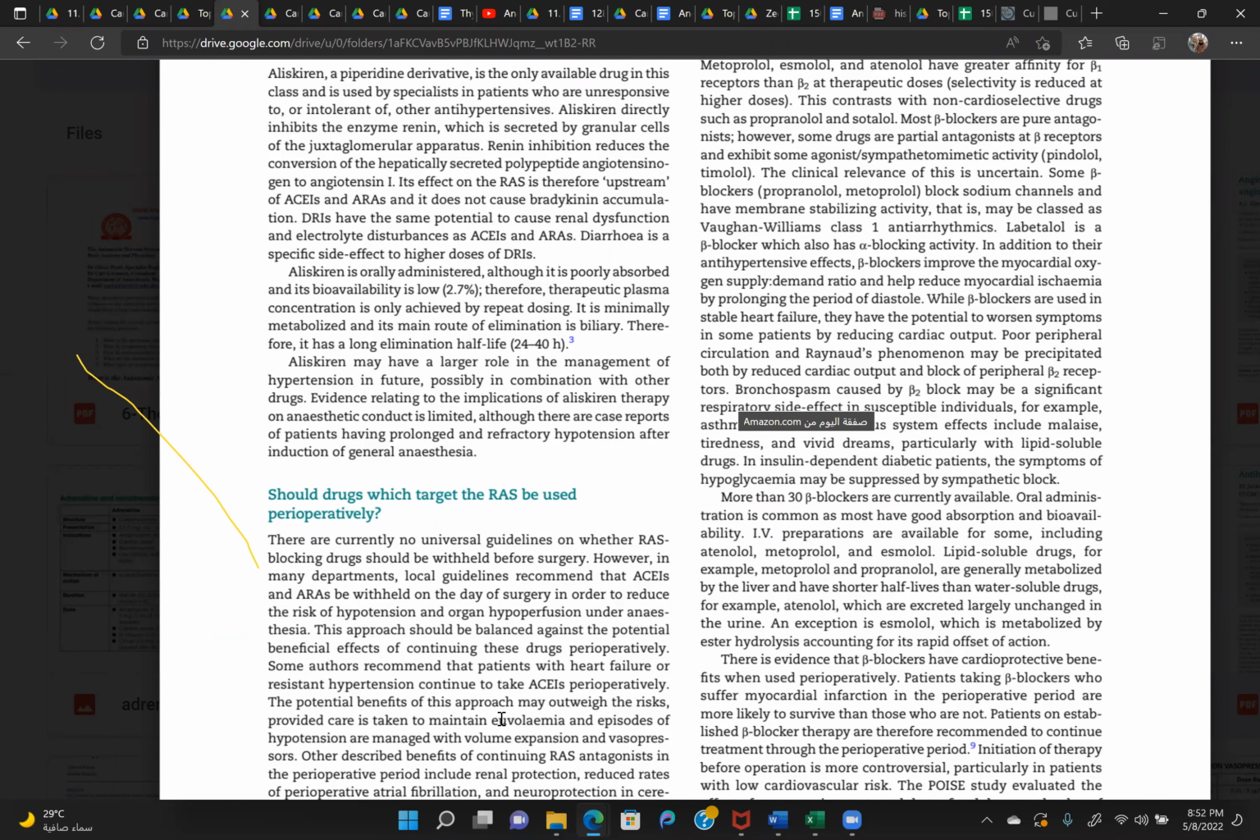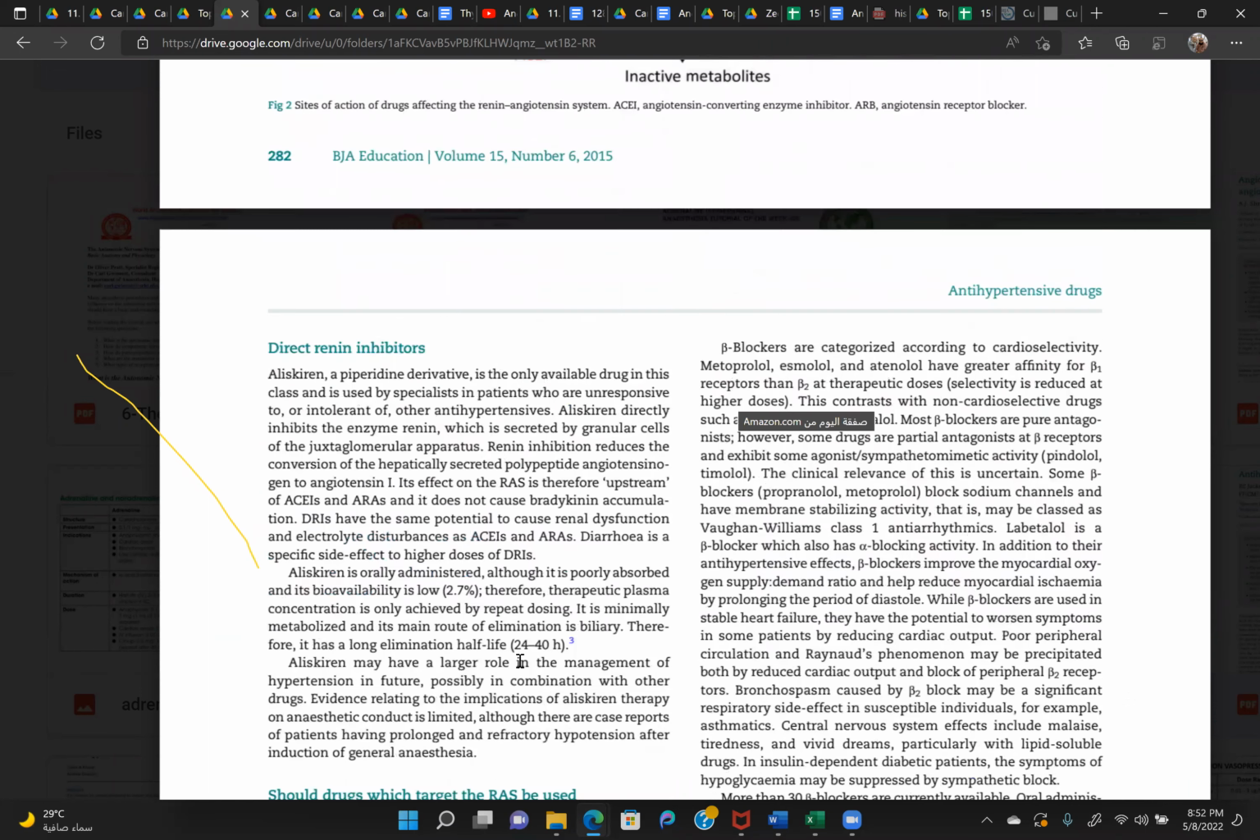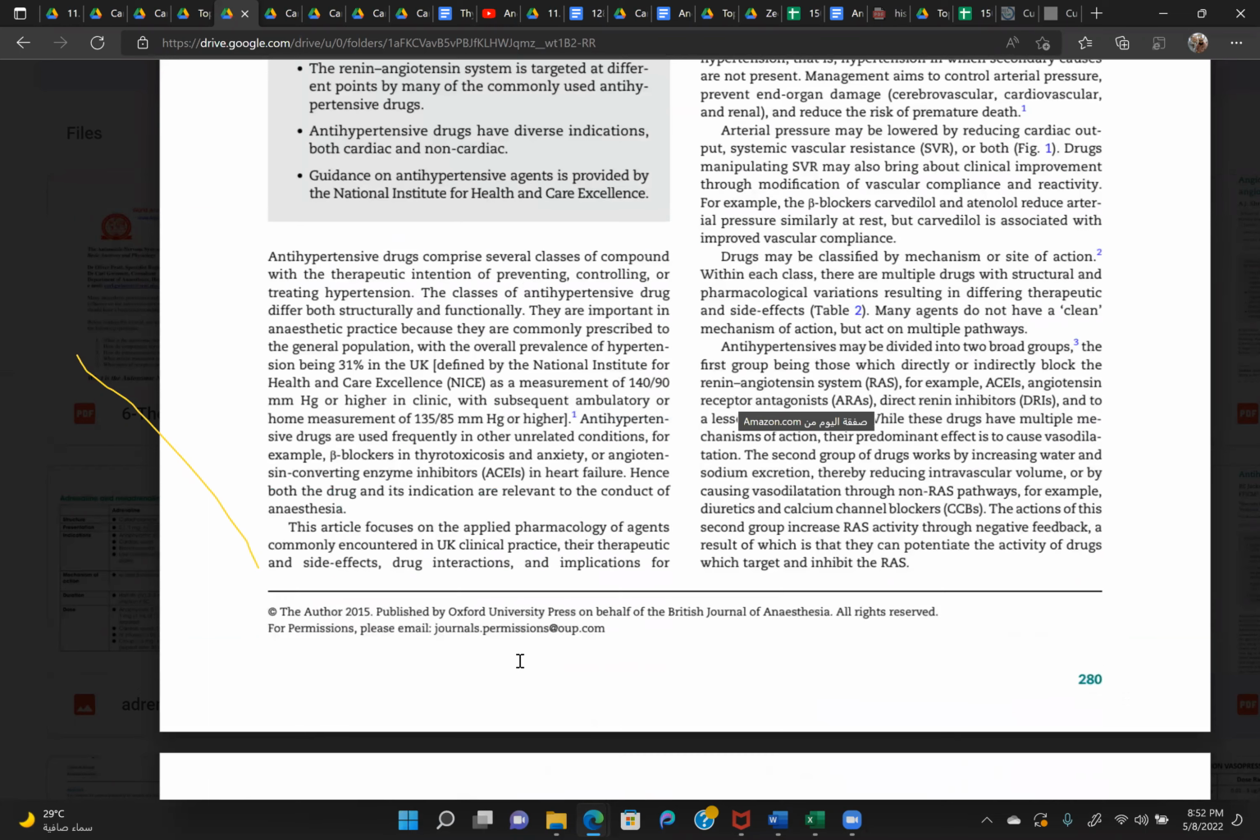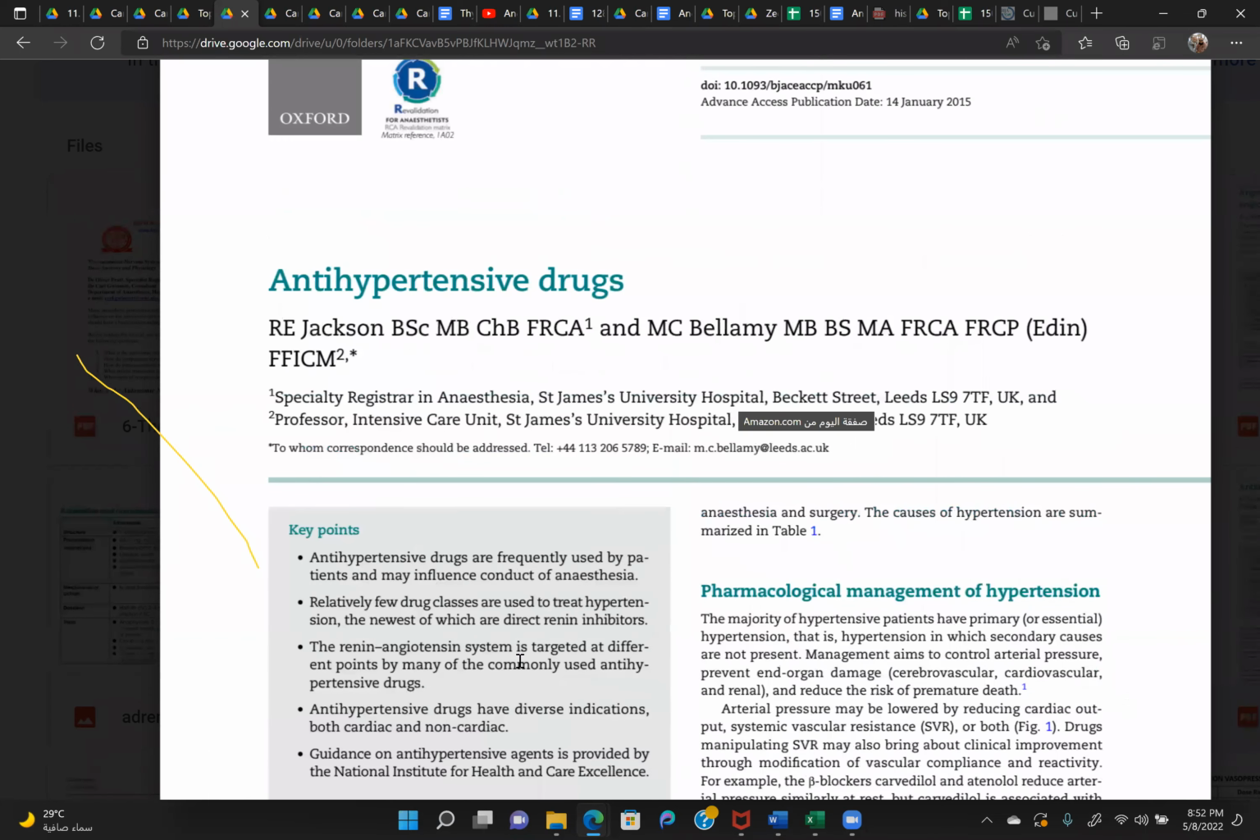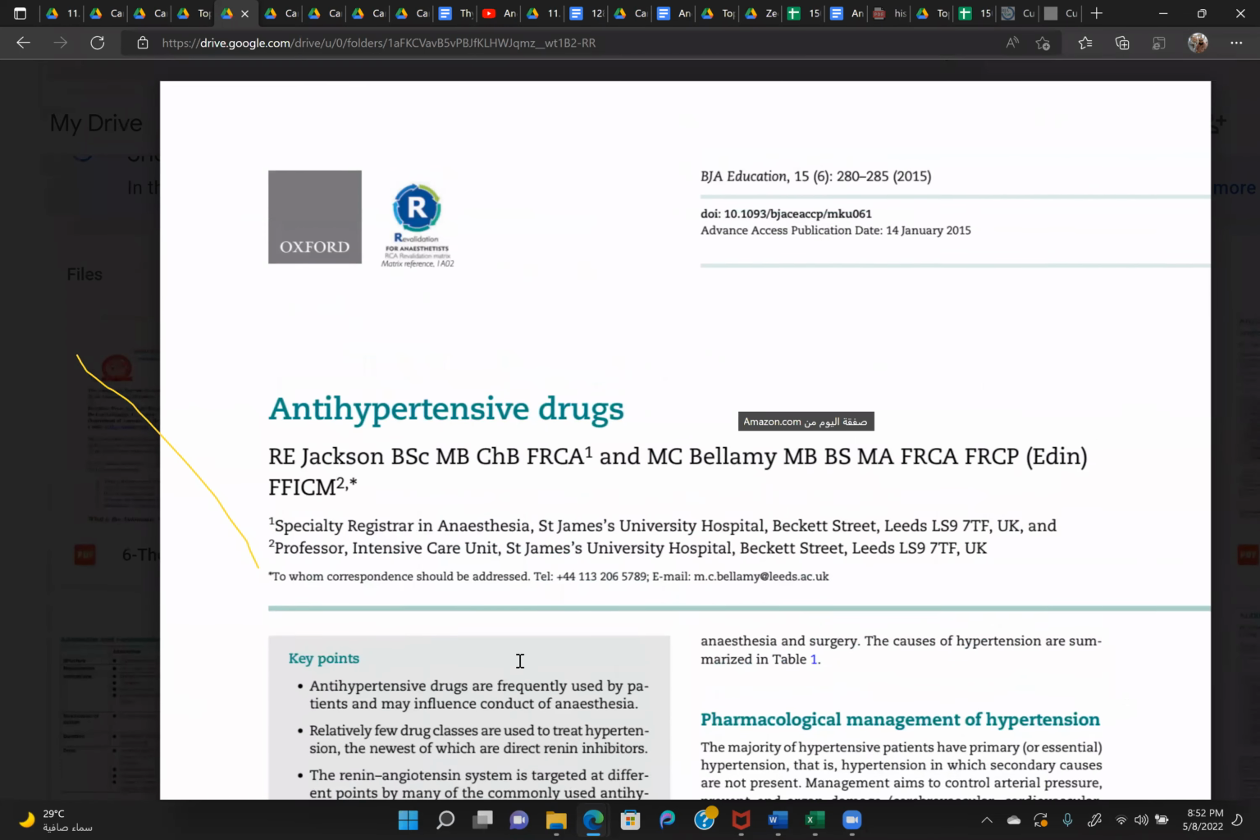Can you show me the title of this article? Antihypertensive agents. Right.